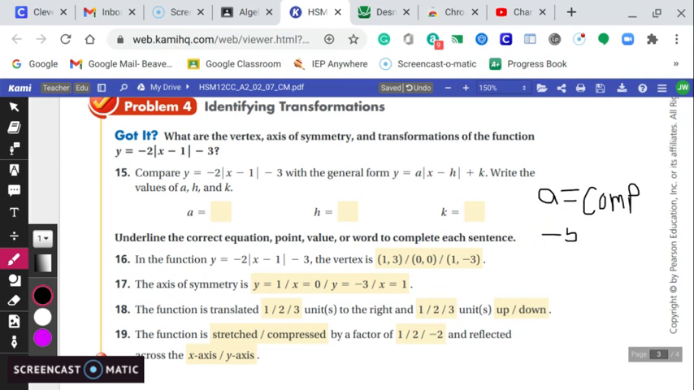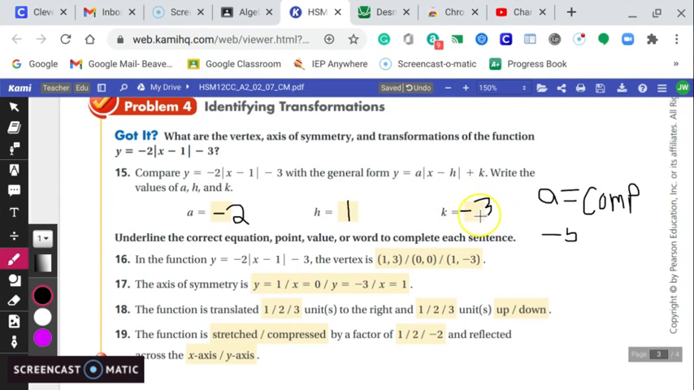I'm writing it, but it should be right here. I'm sorry, let's just go through and do this. This -2 is A. Your H is right here. It's negative H, so it's actually just going to be a 1. And your K is over here, and that's -3.